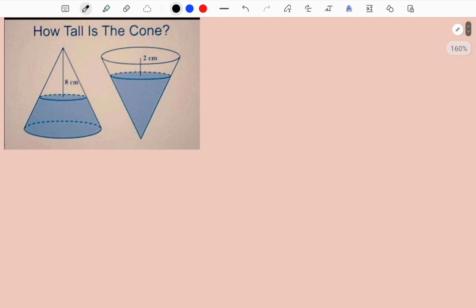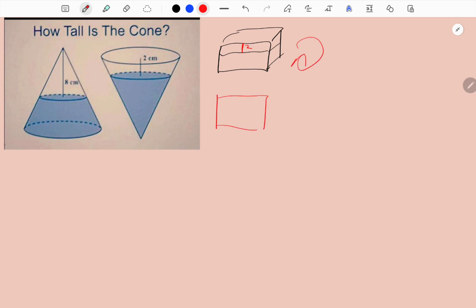Now, if this was a rectangular prism, I would say, no, not even. If it's a rectangular prism, even if I invert it, it's going to be the same. Let's say I have some water here, and the height is 2. If I invert it, make it upside down, the water is going to look something like that. This height is still going to be 2, right? Because the volumes have to be equal to each other.